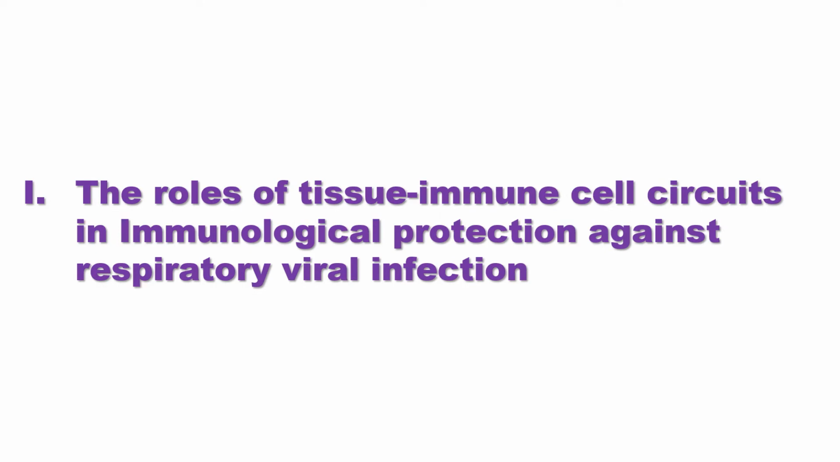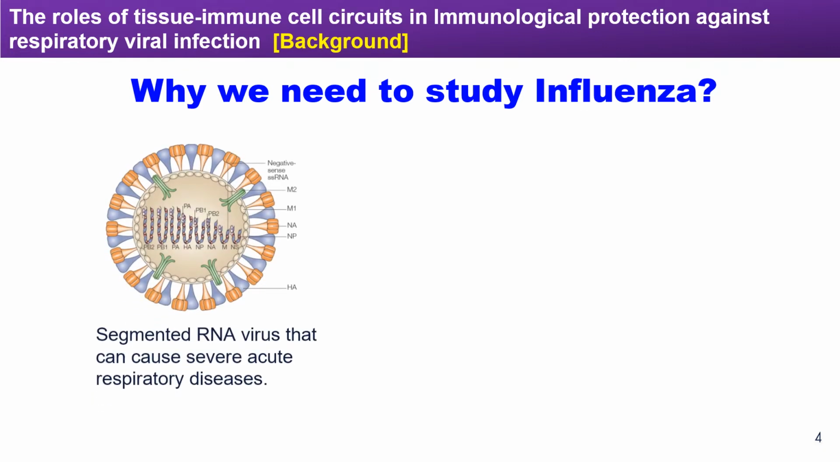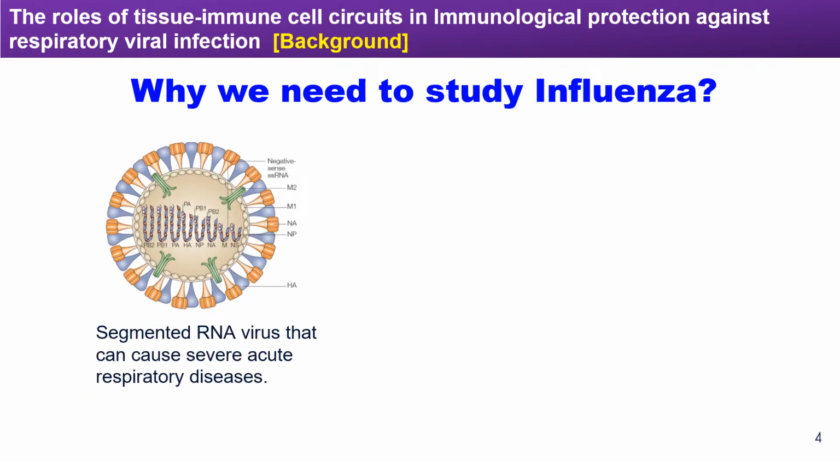The title of the first section is the role of tissue immune cell circuit in the immunological protection against respiratory viral infection. As I mentioned, I have mostly used animal models with influenza virus infection. So why do we need to study influenza? It is very well known that the influenza virus is one of the representative segmented RNA viruses. Also, it can cause severe acute respiratory disease.